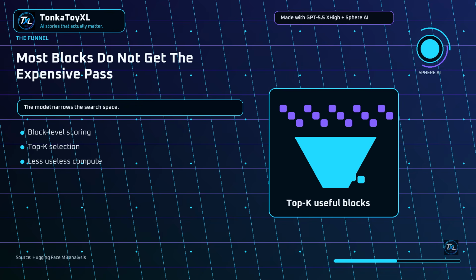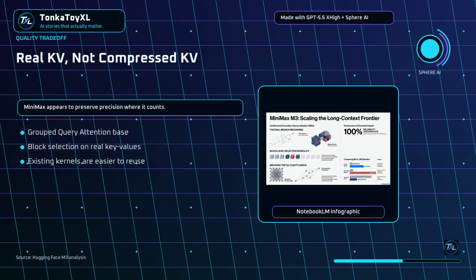A useful way to picture it is a funnel. The model scans a giant field of key value blocks, picks the likely useful ones, and spends serious compute only on that smaller set. The technical difference is important. Instead of compressing everything into a lower dimensional memory, the analysis says M3 selects blocks, but still computes attention on real, uncompressed key values. That is a quality-preserving trade-off.